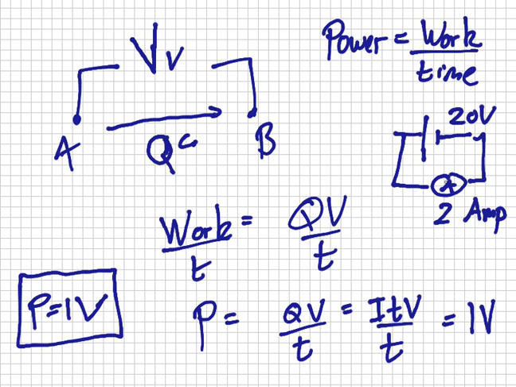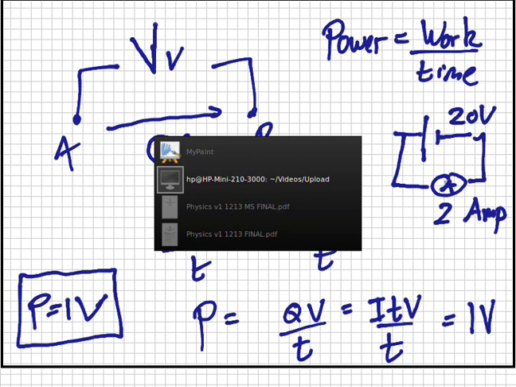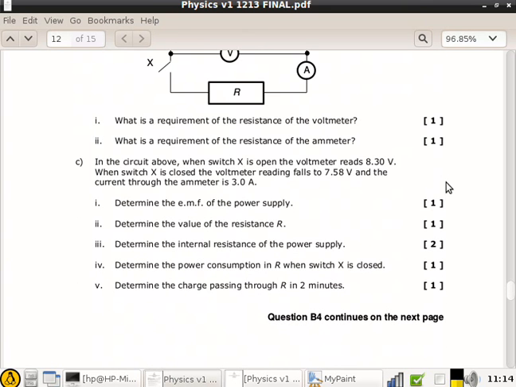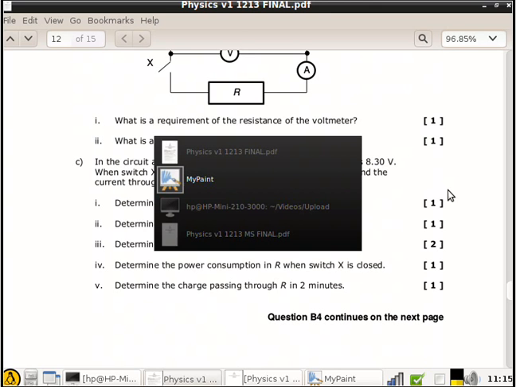Okay, can I do the homework question now? Yeah, so I have here from the homework, what is the EMF, what is the big R, what is the small R, what is the power. Okay, so I want EMF, big R, small R.